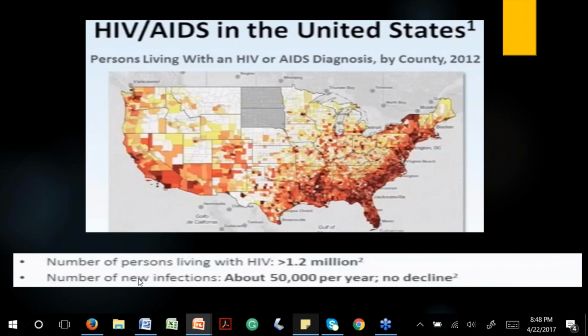Just to give you an example, this is 2012, we have HIV in the United States about 1,200,000. And in some calculations, in San Mateo County, we have about 600 people with HIV and 25 new cases every year. Here the dark areas are the ones with the highest incidence of this problem.